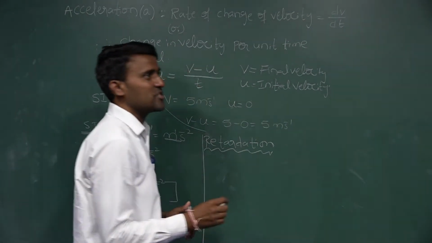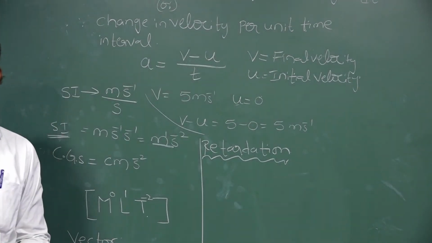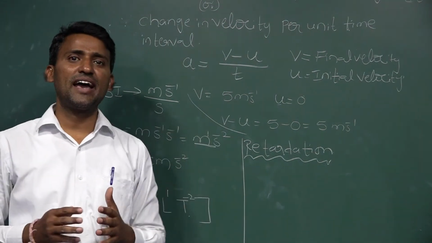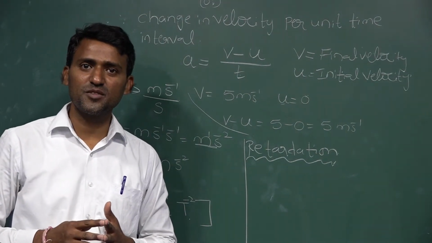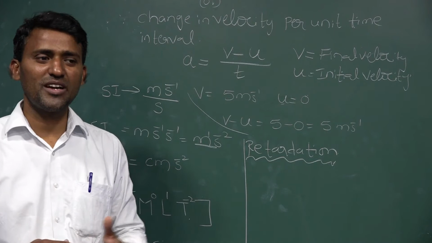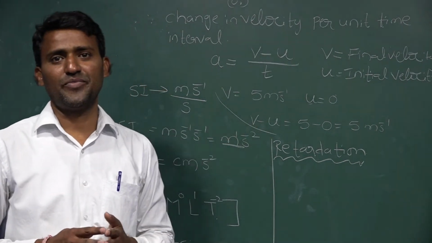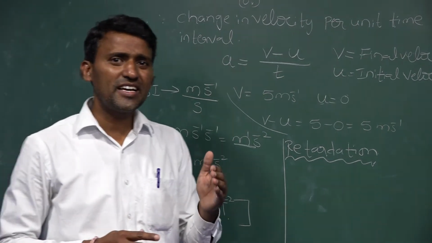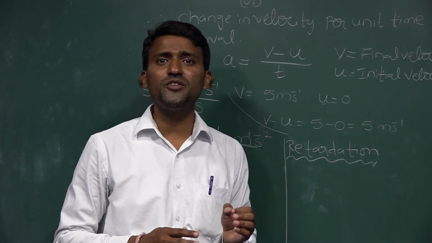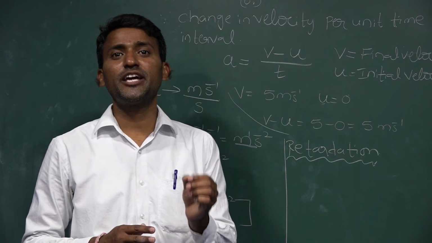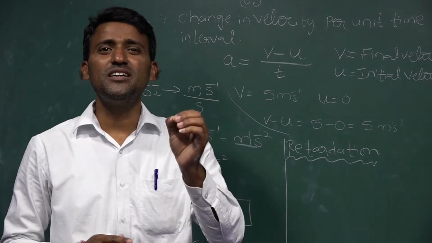What is retardation? Acceleration is nothing but increasing the speed, and retardation is nothing but decreasing the speed, otherwise decreasing the velocity. When velocity decreases, the resultant we get is negative. Negative acceleration is called retardation.